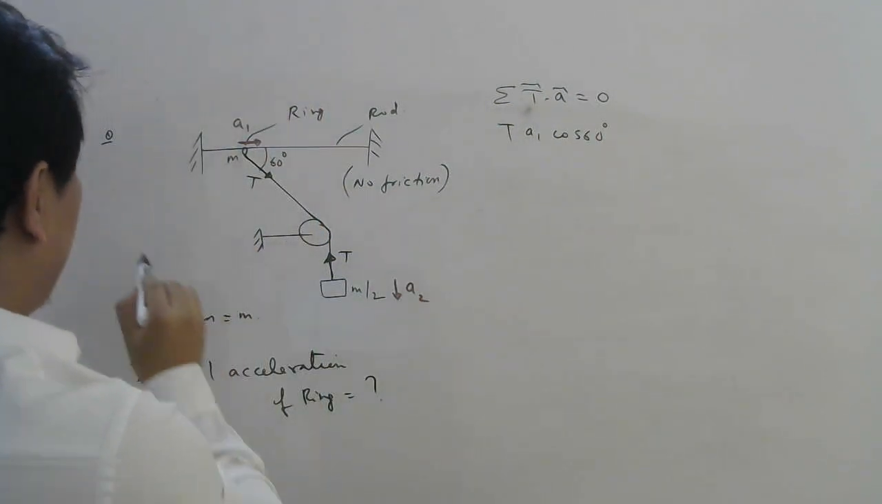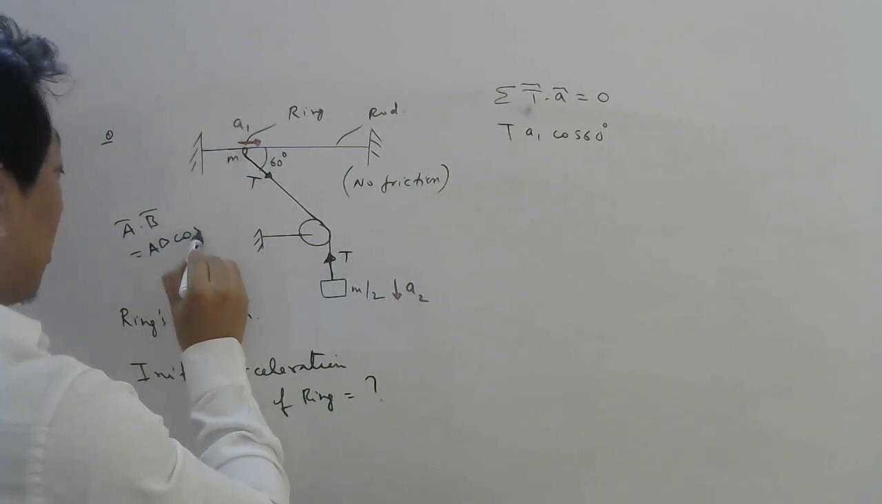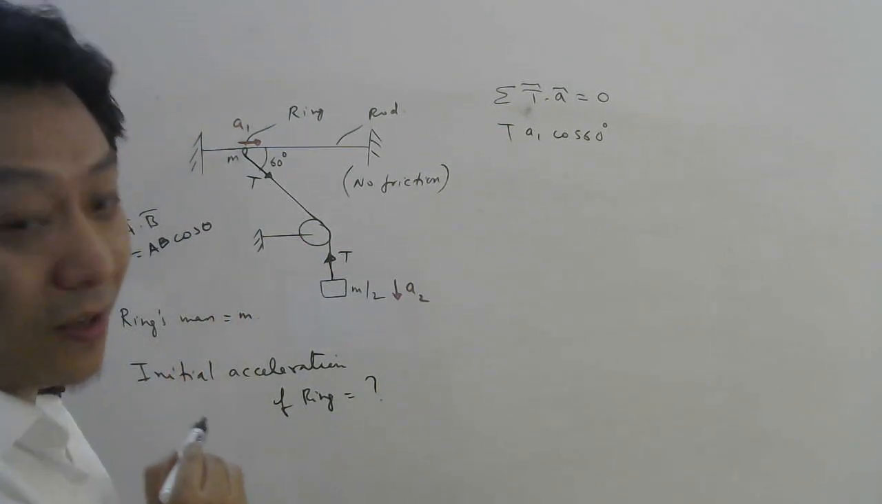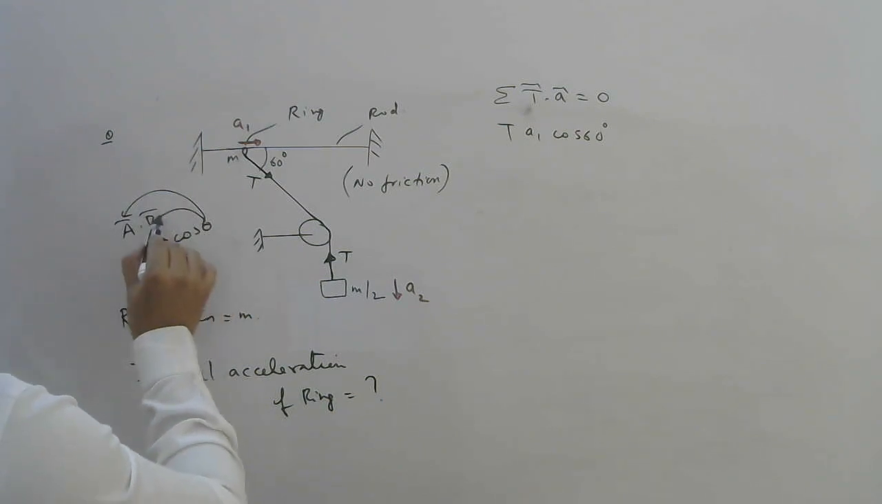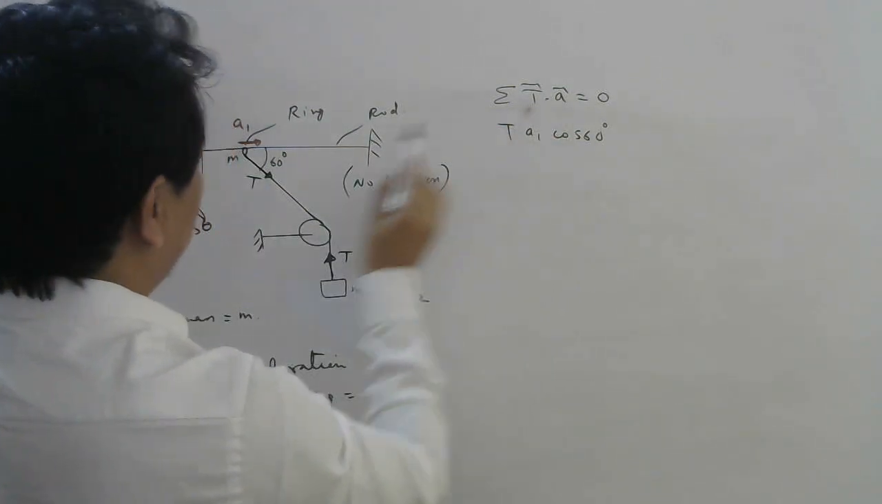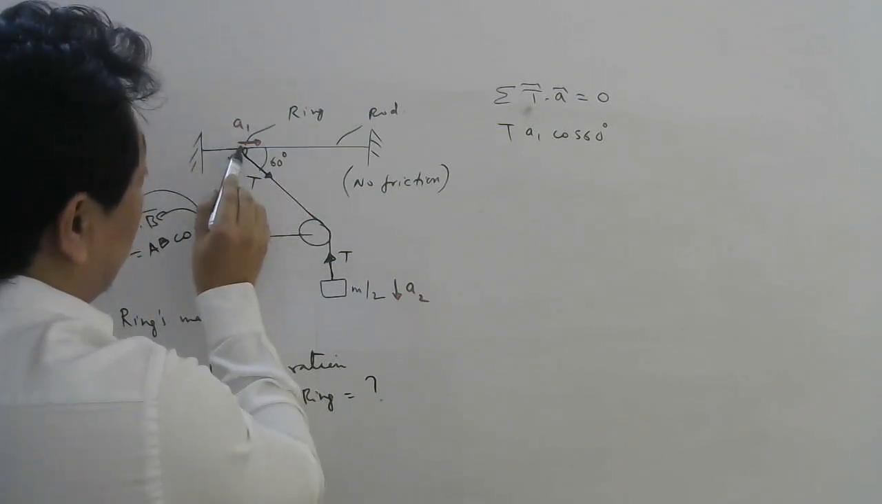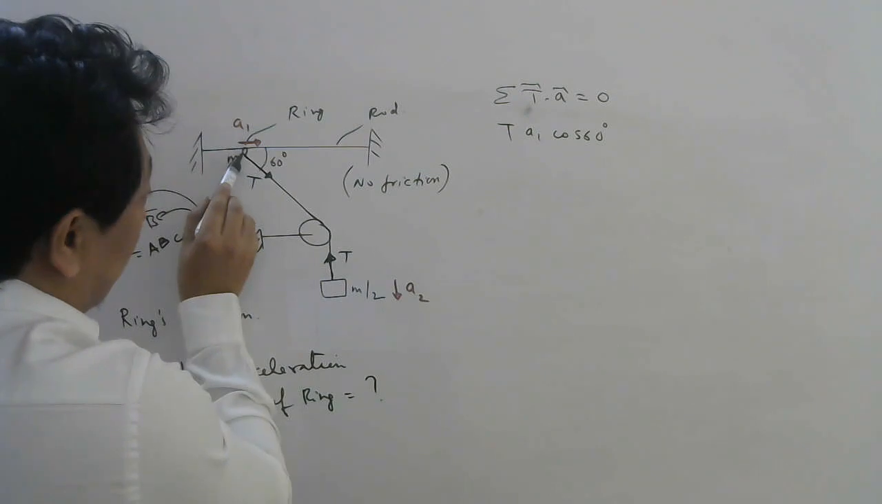And we all know in the dot product A bar dot B bar we get AB cos theta, and theta is obviously the angle between A and B, right? So the angle between tension and acceleration for this ring is 60 degrees, because acceleration is along the rod, tension is along the string.